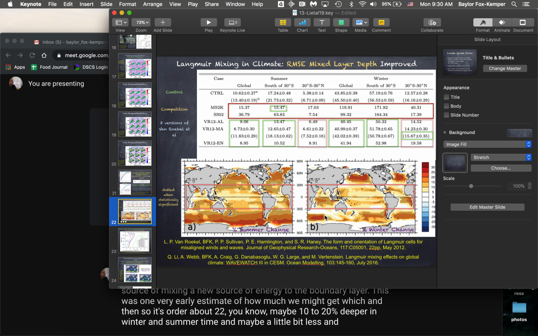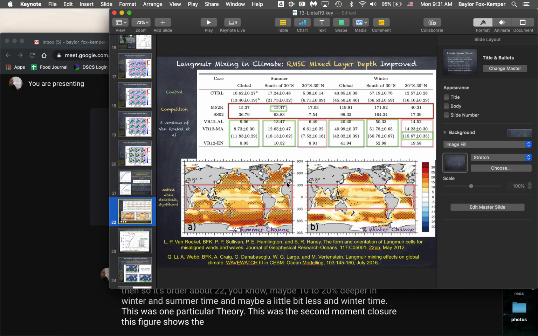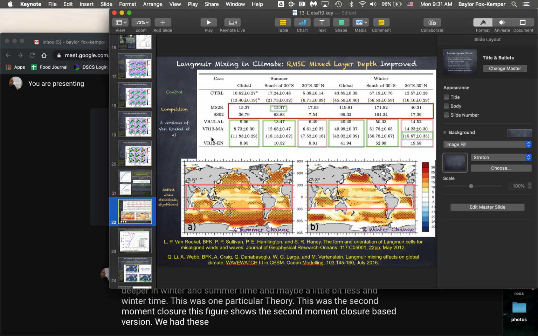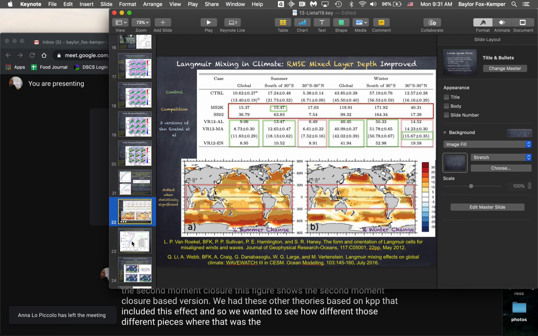This was one particular theory. This was the second moment closure. This figure shows the second moment closure based version. We had these other theories based on KPP that included this effect, and so we wanted to see how different those different pieces were. That was the whole motivation behind the Lee et al.